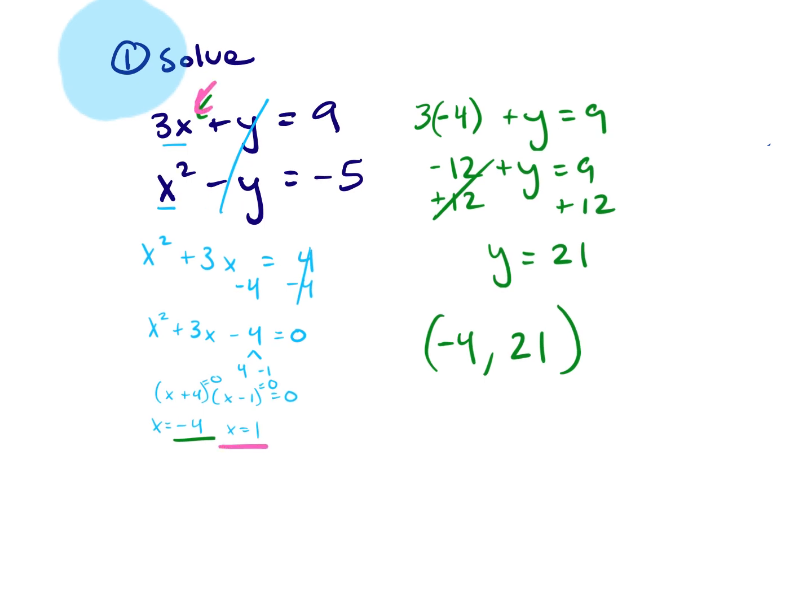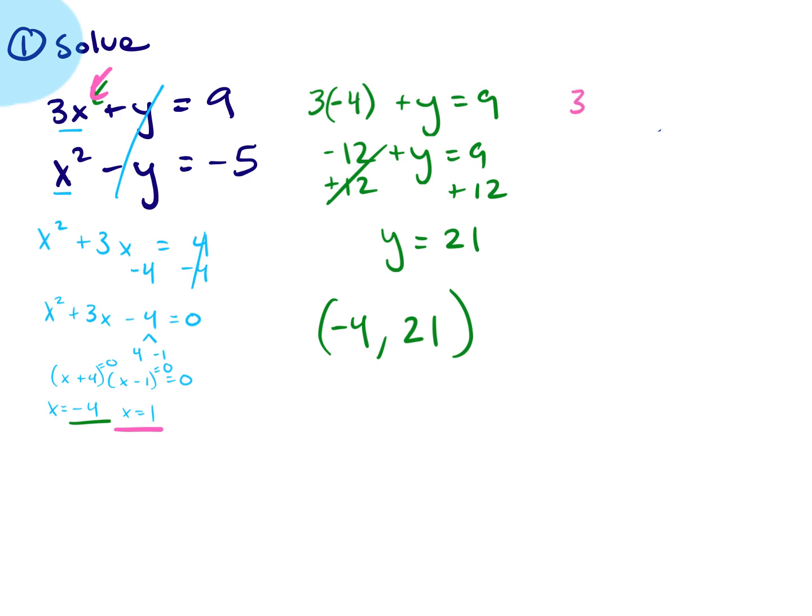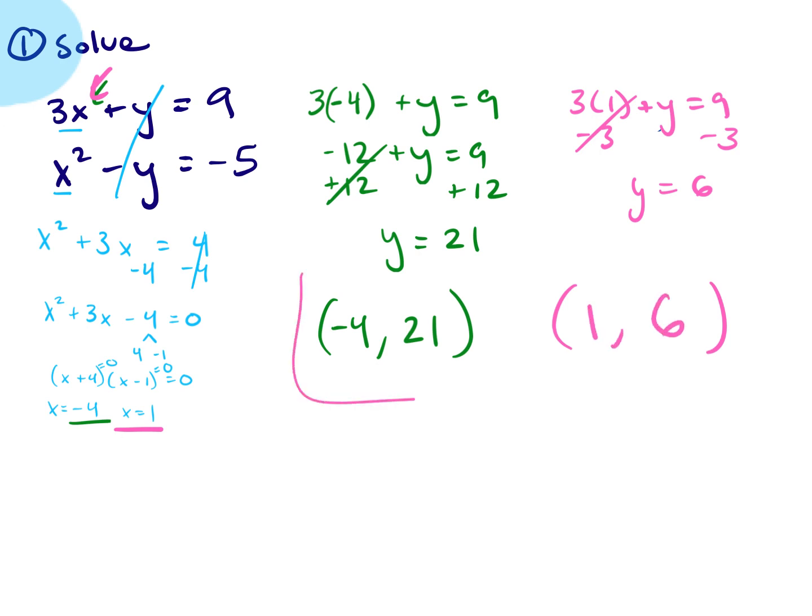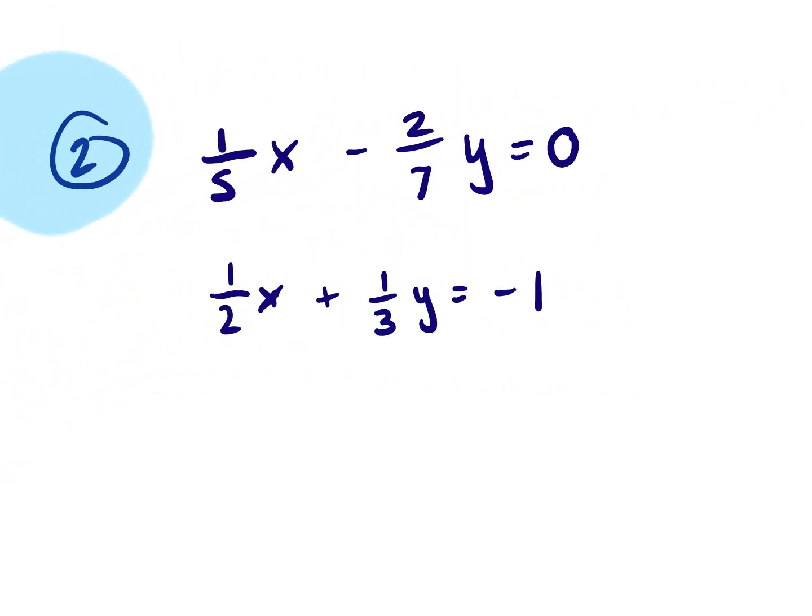And then we have to do the same thing, but we're going to plug in 1. So again, I'm going to plug it into the same x. We have 3 times 1 plus y is equal to 9. I'm going to subtract 3 to move it to the other side. So y is equal to 6. How would I write the answer? 1 comma 6. So that would be our 2 answers. All right, let's take a look at 2.